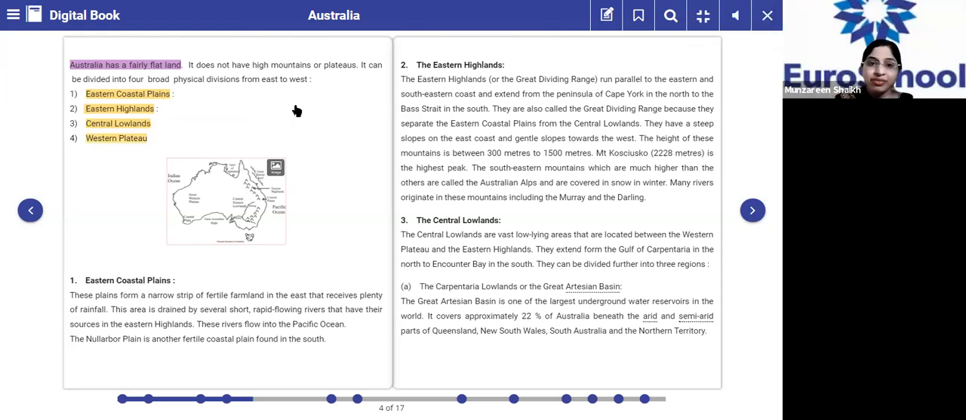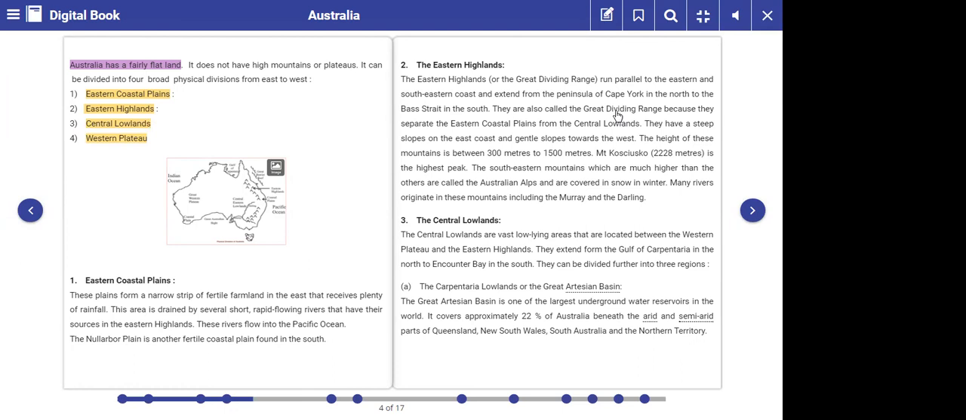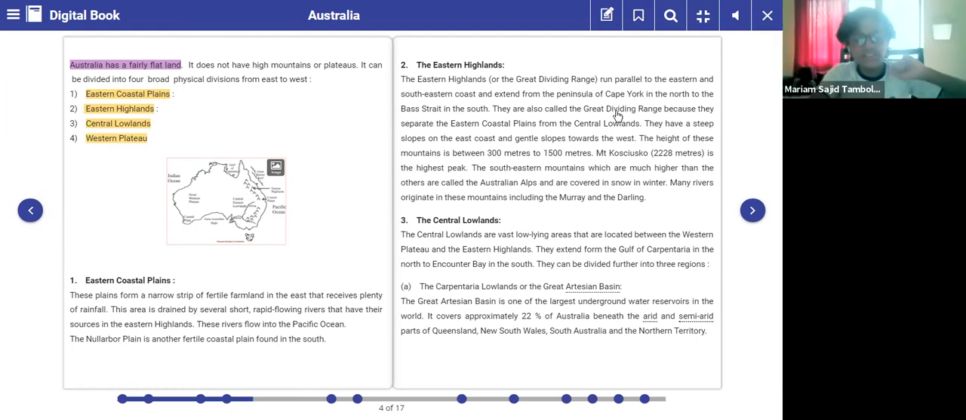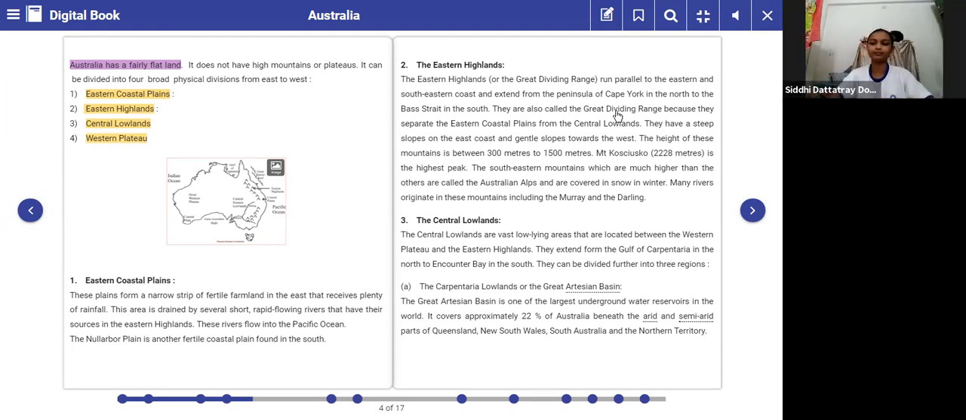But you might definitely get an objective question based upon this. They might ask you, name the four broad physical divisions of Australia. So what would be the answer? Who will name? Eastern Coastal Plains, Eastern Highlands, Central Lowlands, Western Plateau. Okay, clear everyone? Have you all understood?